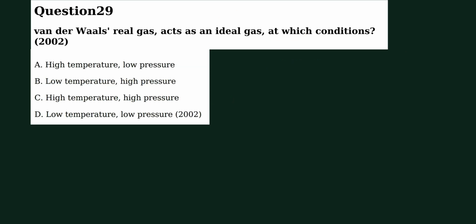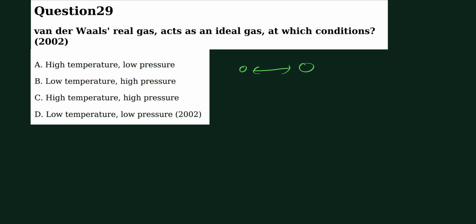Van der Waals real gas acts as an ideal gas in which condition? Real gas means there are many attractive forces and repulsive forces. When gas molecules are close to each other, there is a chance of attractive and repulsive forces. So you make these gas molecules far from each other. For this, which conditions are favorable? When you increase the pressure, gas molecules come close to each other. We want to separate the gas molecules from each other.